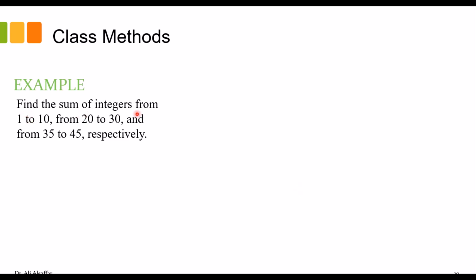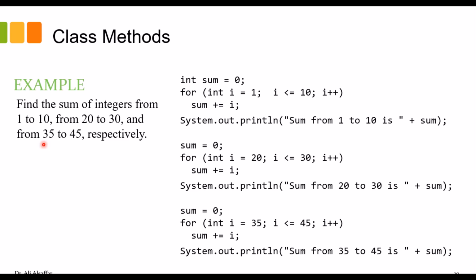We would like to find the summation of integers from 1 to 10, and also from 20 to 30, and also from 35 to 45. See, the numbers are not in consecutive order. There is a gap from 10 to 20, and there is a gap from 30 to 35. So we need to write 3 separate loops. Each of these loops will find a summation for 3 different ranges, and this is the solution.